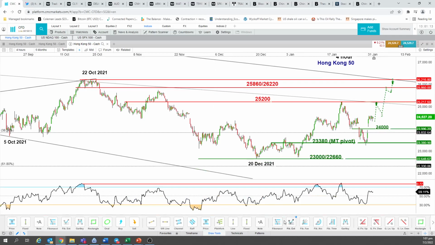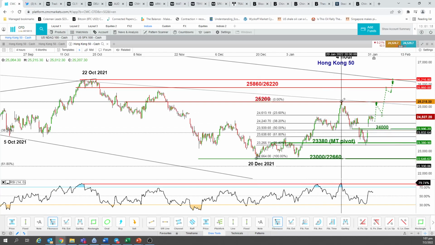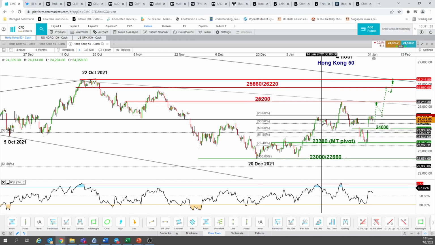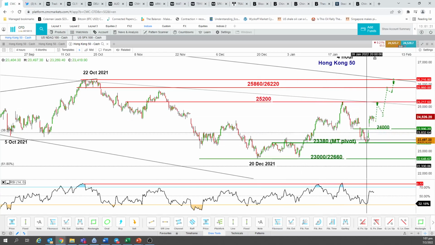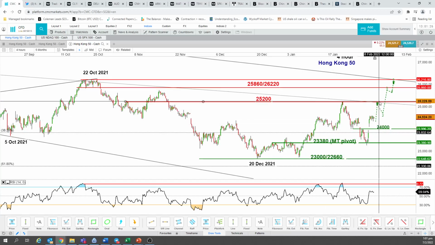And also, if I were to draw the Fib retracement taken from the low of 20th of December all the way up, it gives you 76.4%. Okay, so pretty key level as well. So what we could see here is in the first step, it could test this 25,200.